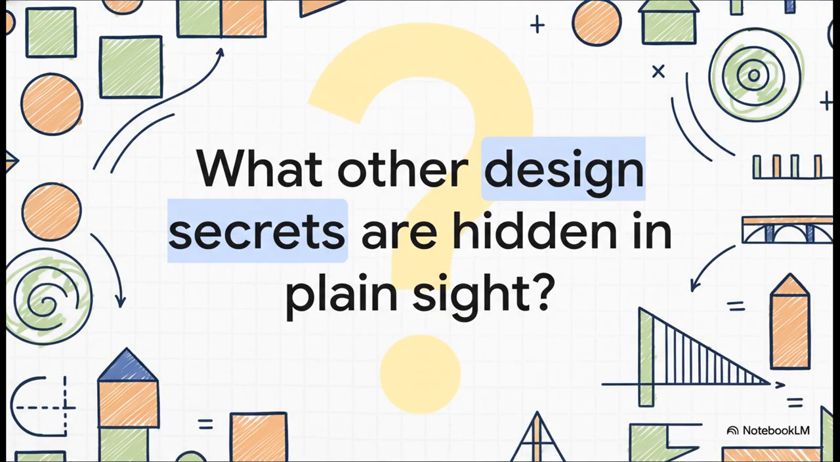So, we solved the garden problem, and we found the secret power of the square. It kind of makes you wonder, doesn't it? What other design secrets are shaping our entire world, hidden right there in plain sight, all because of the beautiful rules of basic math?